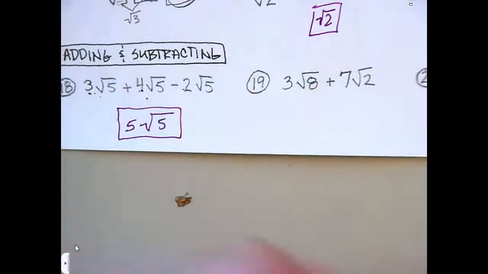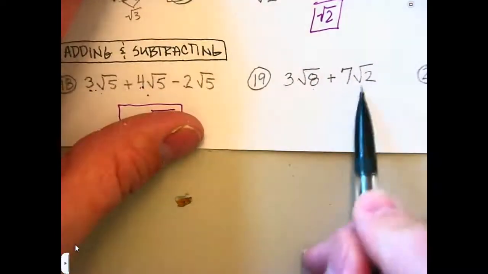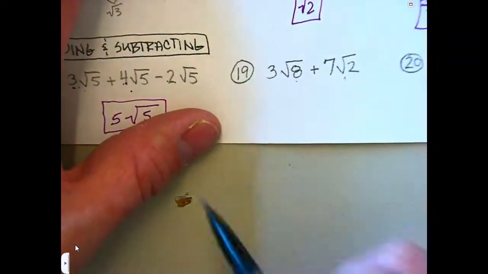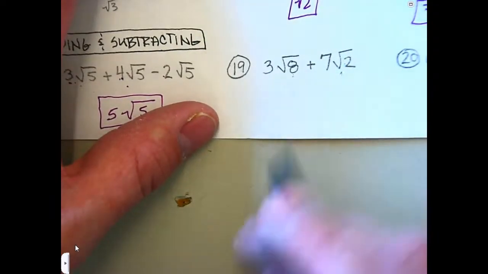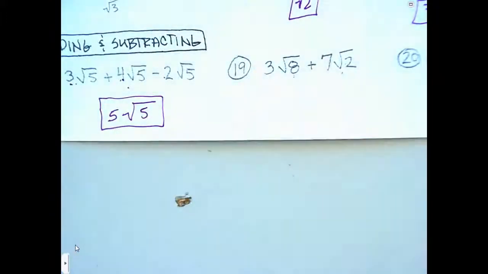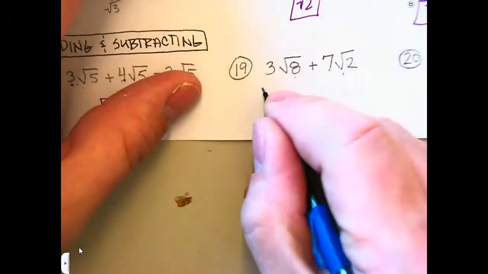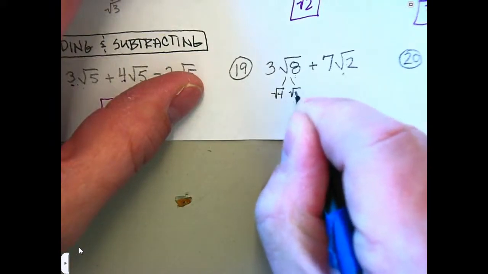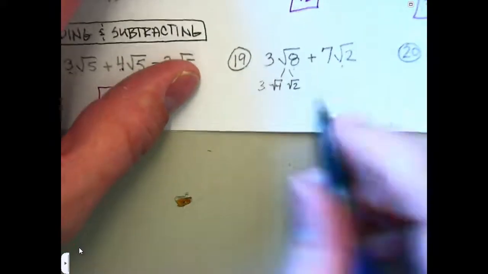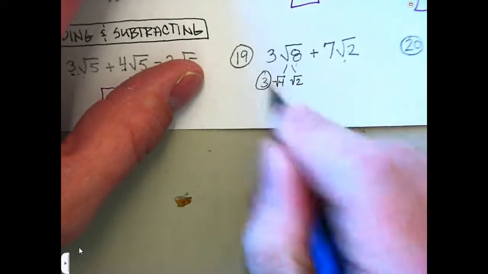Now, if the roots are not the same, hey, need you to focus, please. If the roots are not the same, you cannot put them together. Okay? The only thing you can do is try to simplify them to get the same root. So in this case, root 2 doesn't simplify, but root 8 does. Everyone write what root 8 simplifies to, please. Root 2 times 2, or root 2 times root 2. Root 2 times root 4.